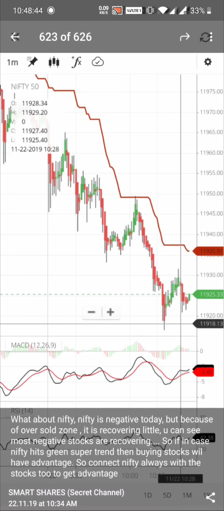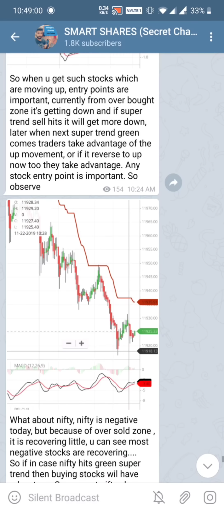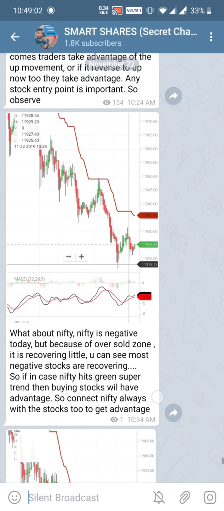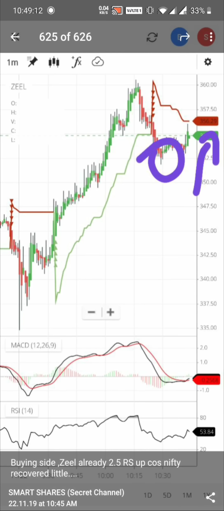Nifty is already down, so Nifty has a chance to recover at least a little, halfway to hit super trend, or it can hit super trend also. It's more advantage for the buying side stocks, because selling side stocks are getting reversed a little bit as Nifty is recovering as per technicals. Later on, when Nifty recovered, you see here, Nifty went till the super trend. It didn't hit exactly, but still it went till super trend. Most of our stocks got advantage.